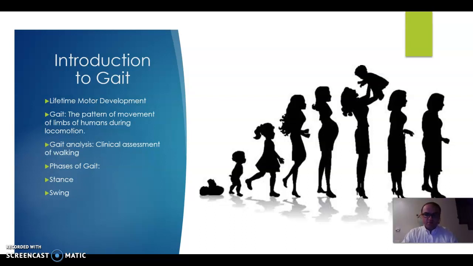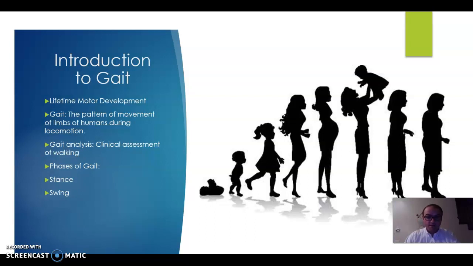First off, lifetime motor development is exactly that. It starts with our whole life from conception all the way to death. And within life development, there is gait, which is our pattern of movement of the limbs during locomotion. And what I'm going to do throughout this presentation is gait analysis, which is the critical analysis or clinical analysis of walking.